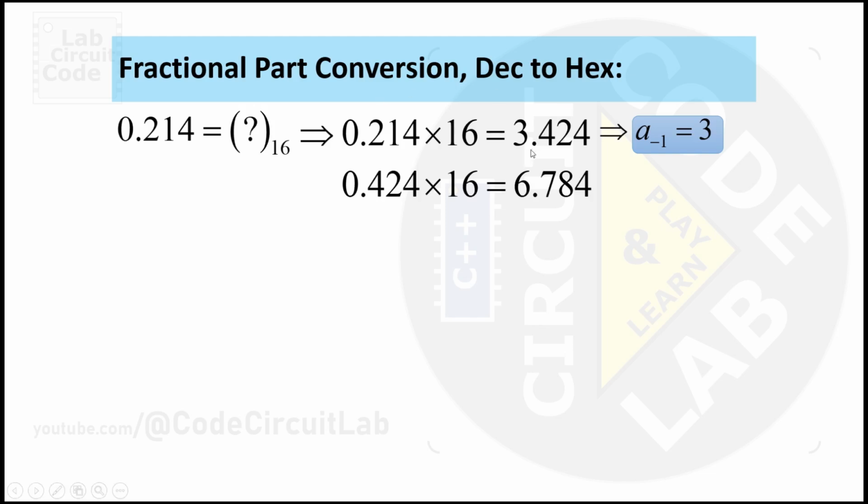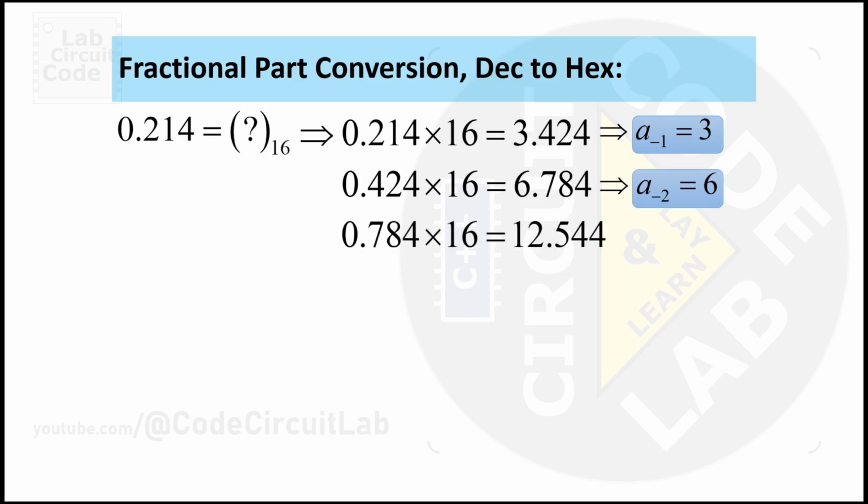Next, we take out 3. We don't need it anymore. We have found a minus 1. Now we want to continue in order to find a minus 2 and so on. By taking out 3 from this number, we're left with 0.424 multiplied by 16. We get a 6 here, which is our a minus 2. And then if we continue the process, we get a 12, which is a C in hexadecimal, and which is our a minus 3.